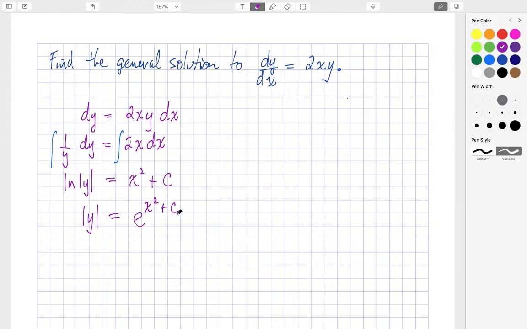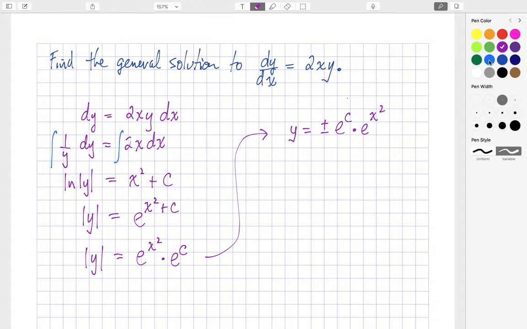I'm going to separate this into just simply e to the x squared times e to the c. That's just working an exponent law backwards. And then I will remove the absolute value bars on y and say that this has a plus or minus aspect to it because of the absolute value bars. E to the c times e to the x squared.